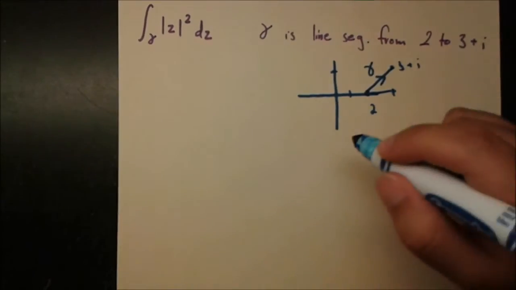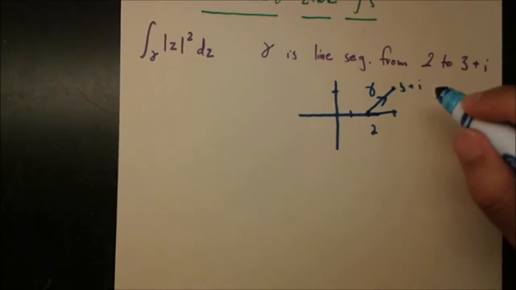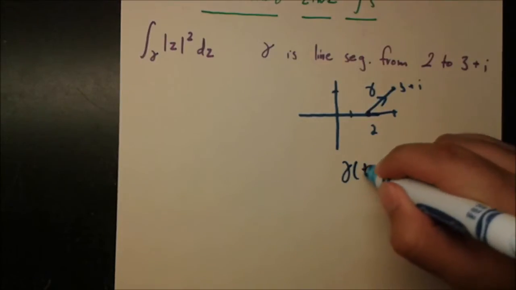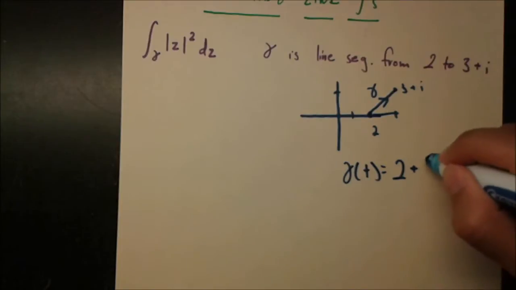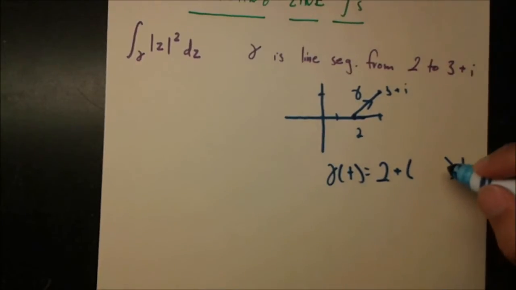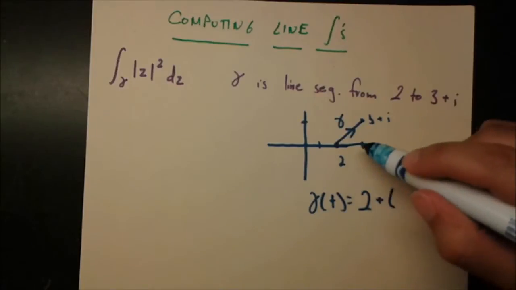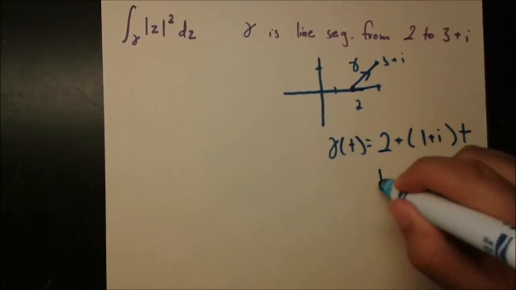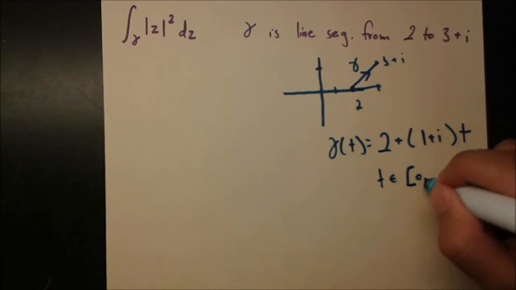Okay, so the next step is to parameterize this. We need to get an explicit formula for it. Remember we talked about how to do this for line segments. Gamma of t equals the starting point plus something times t, and the something is the difference between the ending point and the starting point. So 3 plus i minus 2 is 1 plus i. And now we also have to give the range for t, which is 0 to 1.